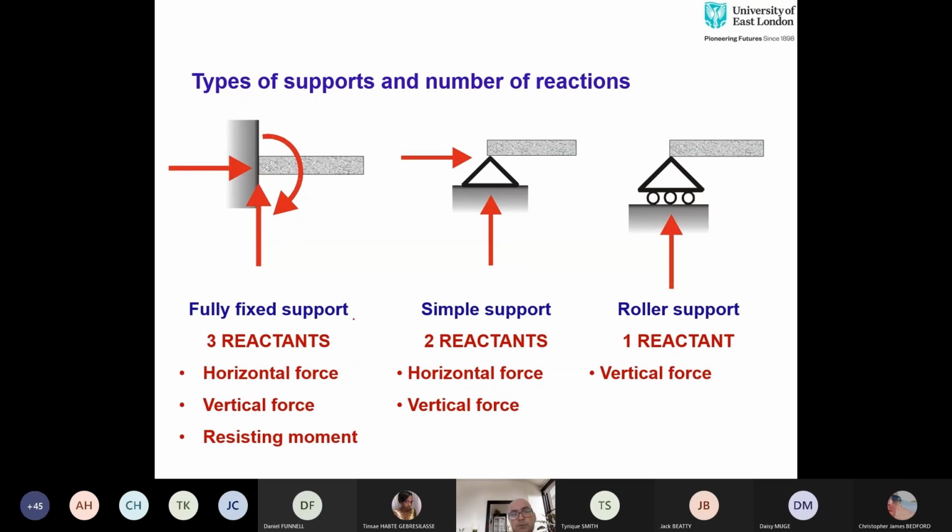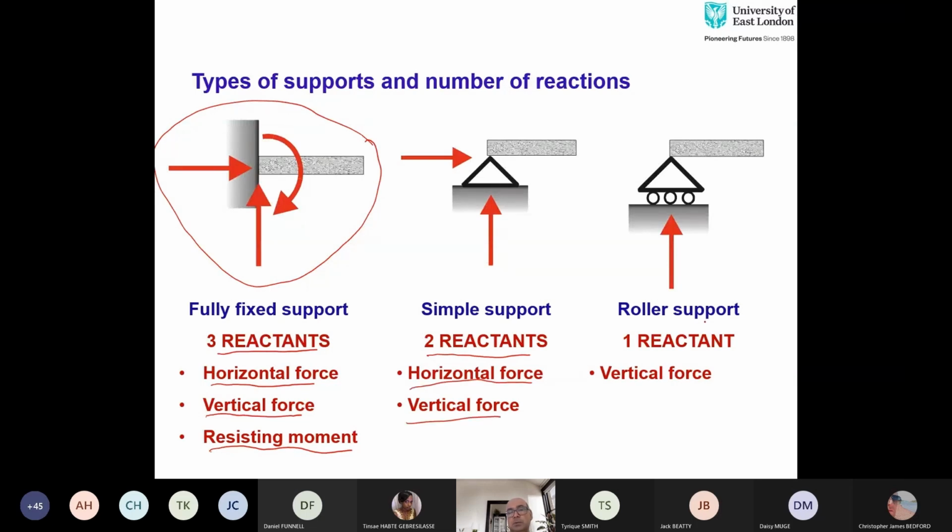Fully fixed support will have three reactions: a horizontal force, vertical force, and resisting moment. On the other hand, a simple support or a pin support has two reactions: a horizontal force and vertical force. Roller support, on the other hand, has only one reaction, which is a vertical force. So it can move in horizontal direction both ways, and it can rotate.